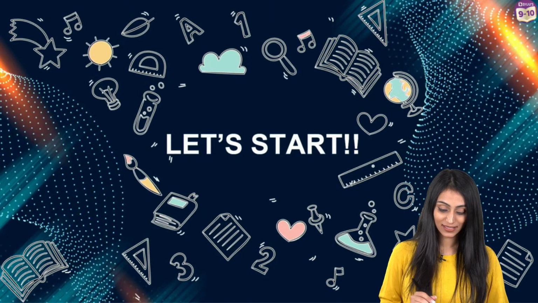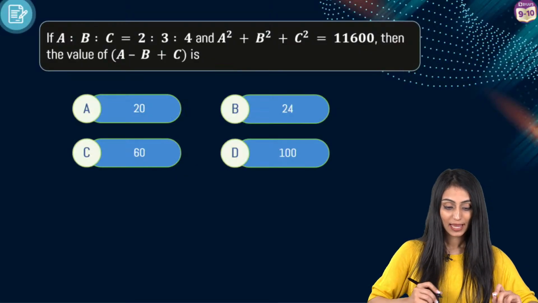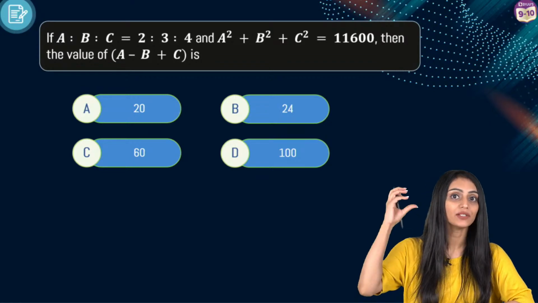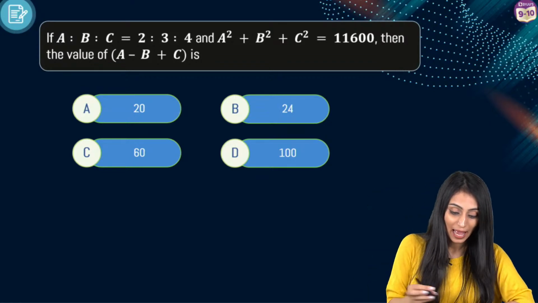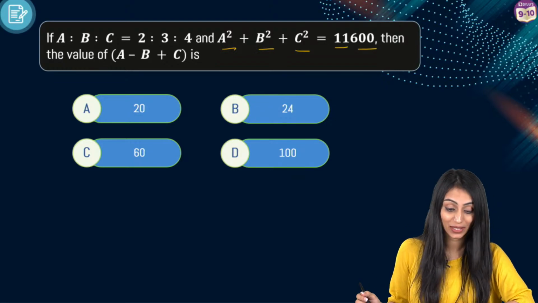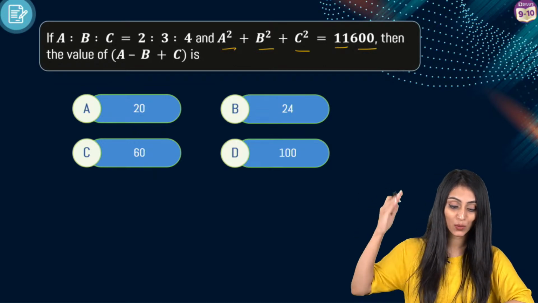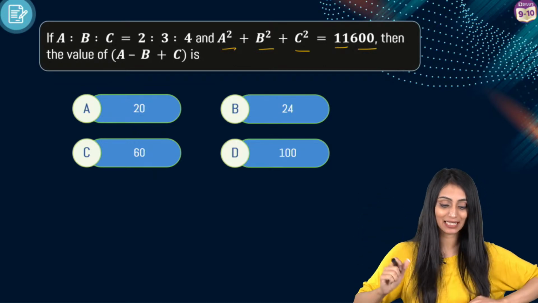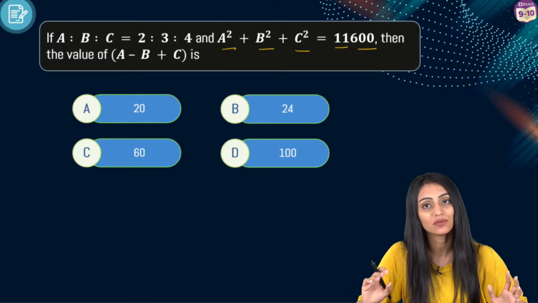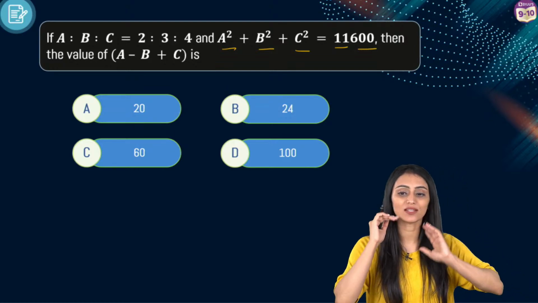So let's get started. Here is our first question. Question number 1. If A is to B is to C is 2 is to 3 is to 4, we are given the ratio of A, B and C basically, and A square plus B square plus C square equals 11,600, then the value of A minus B plus C is. So what is the value going to be out of all of these? Quickly, I'll not reveal the answer. First you tell me, try solving this out. Then we will discuss this question. Quickly, what is the answer going to be?